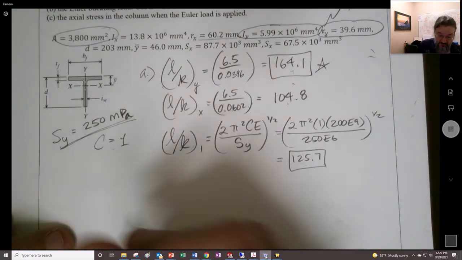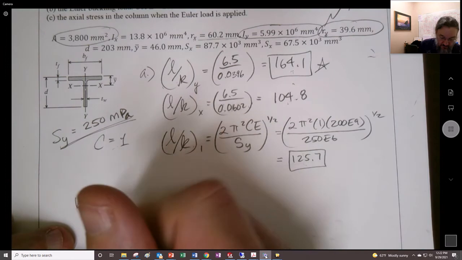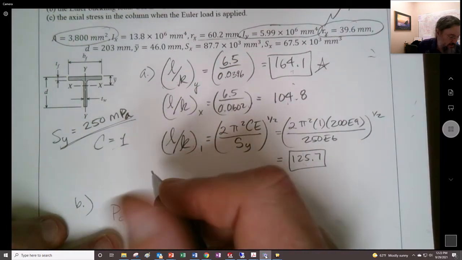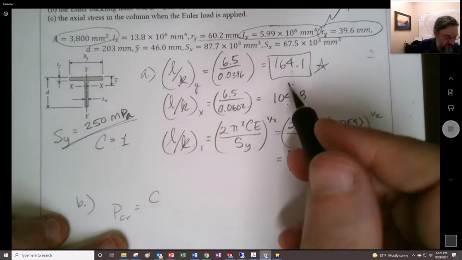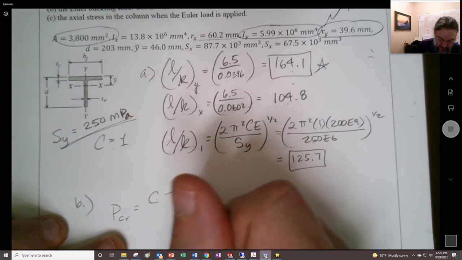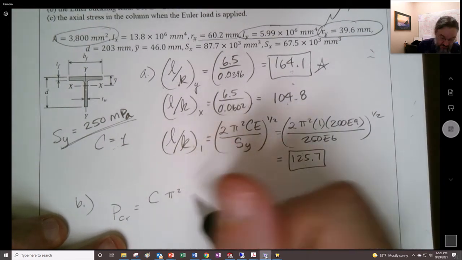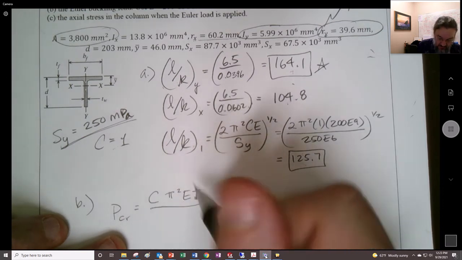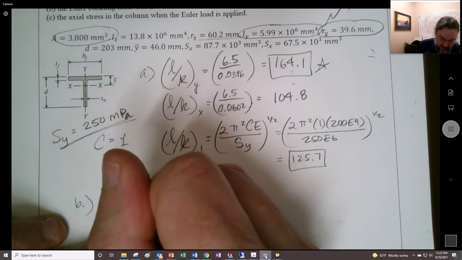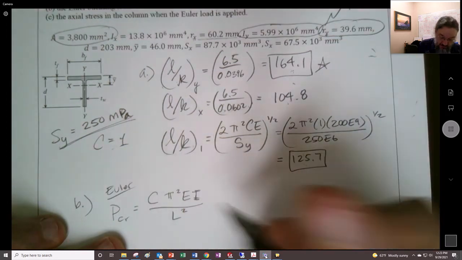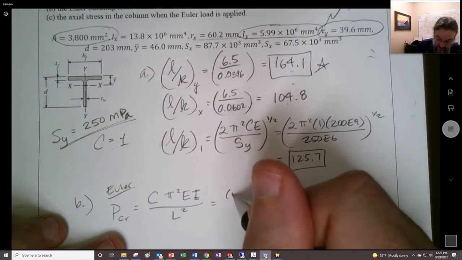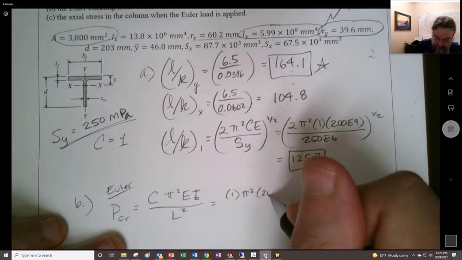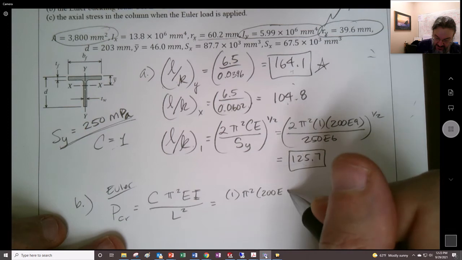For B, we want to find the critical load here. And so I decided to use this one equation. I didn't use the slenderness ratio one, but we could do that too. Pi squared EI over L squared, this is Euler, right? So we have 1 pi squared times 200 E9.